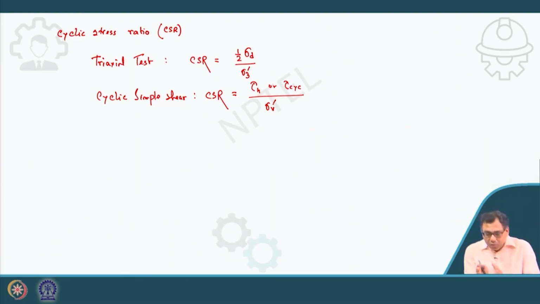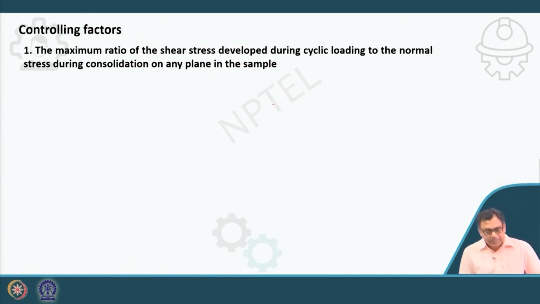Now I have to correlate these two CSRs, two test conditions. How will I correlate that? For that, Seed and Peacock have suggested four controlling factors. One by one I will discuss all four. The first controlling factor is the maximum ratio of the shear stress developed during cyclic loading to the normal stress during consolidation on any plane in the sample.